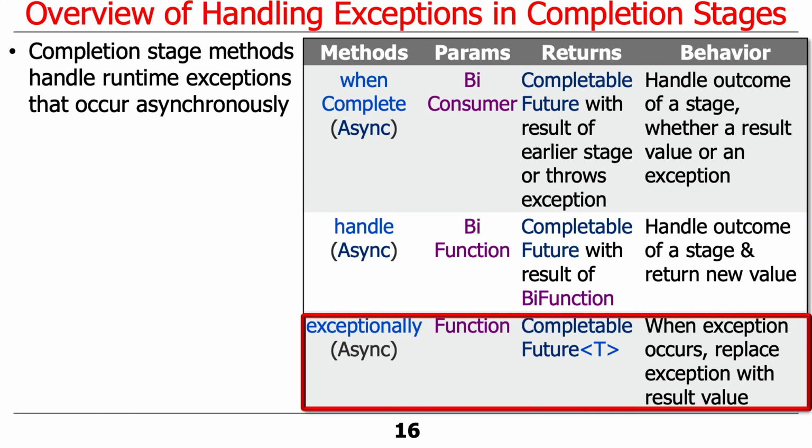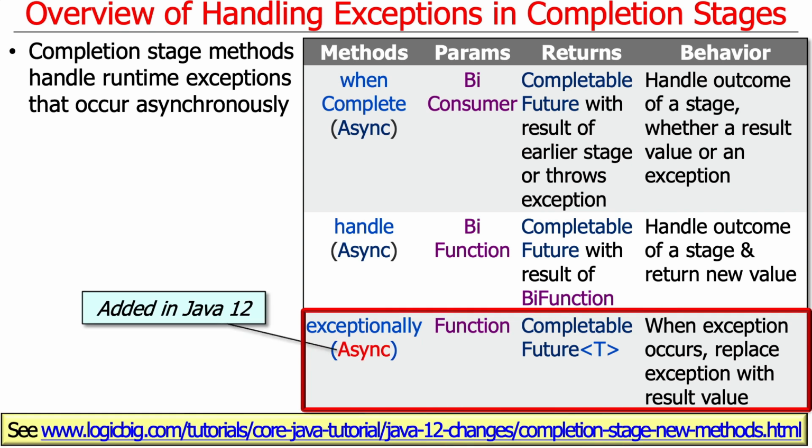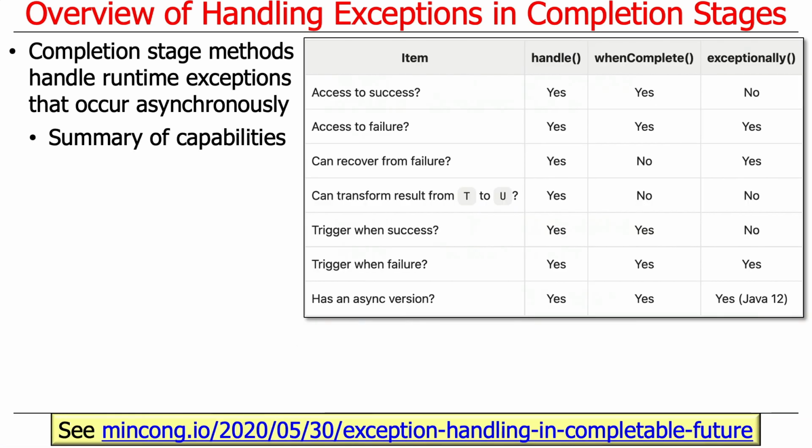The third and final category of exception handling methods, exceptionally, takes a function and returns a completable future to T. If an exception occurs, we replace the exception with the result value. This one is basically called exception masking or exception hiding, which has its pros and cons. The async version of this was added for consistency in Java 12. It was not in earlier versions of Java. We've been using later versions of Java for some time now. If you're stuck with Android, you might not have this, but using exceptionally async is a bit of an obscure use case, so it doesn't really matter that it's not available in all versions of Java.